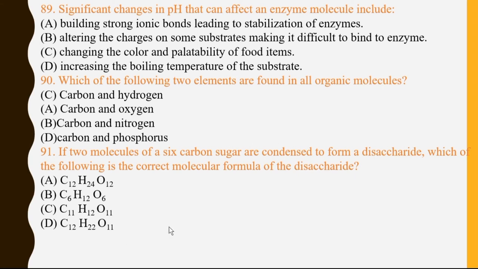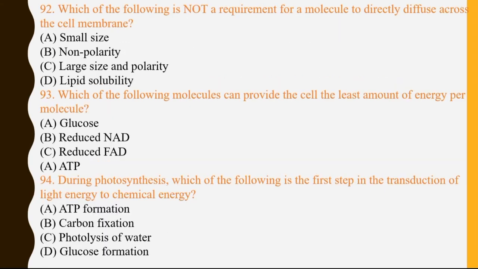C12H22O11. During photosynthesis, which of the following is the first step in transduction of light energy to chemical energy? A. ATP formation. B. Carbon fixation. C. Photolysis of water. D. Glucose formation.